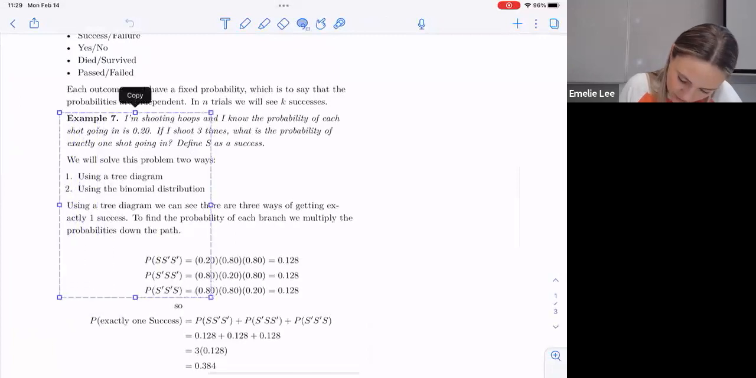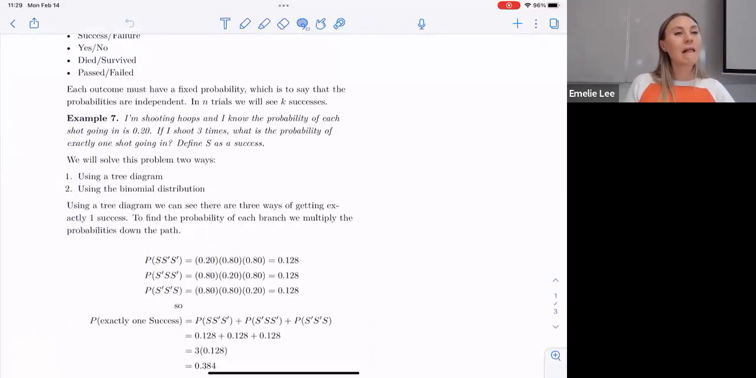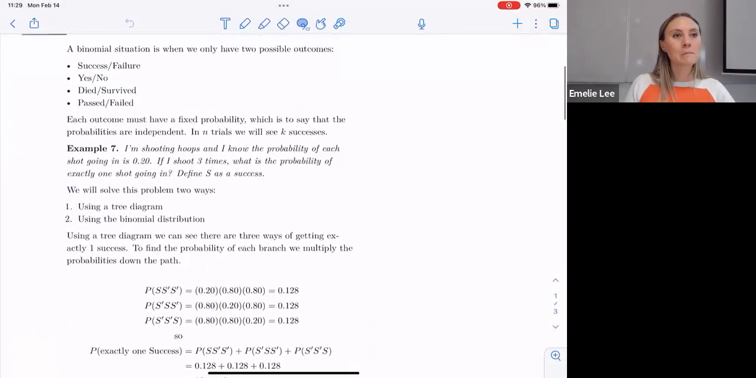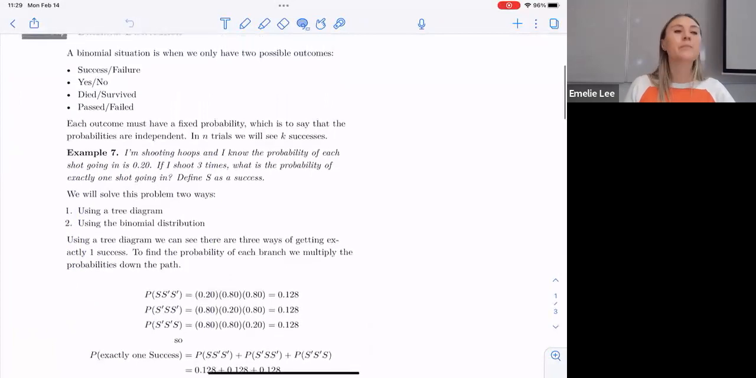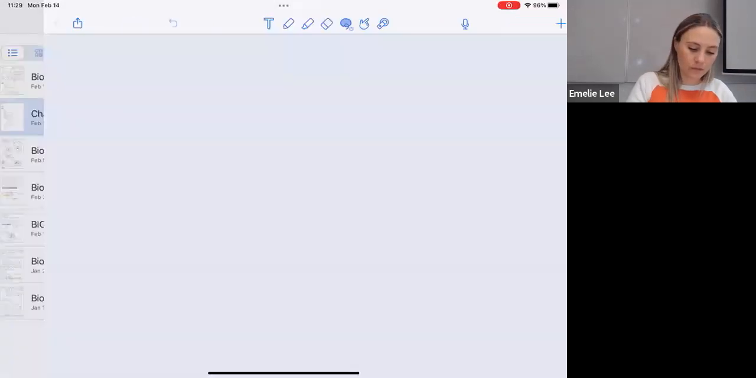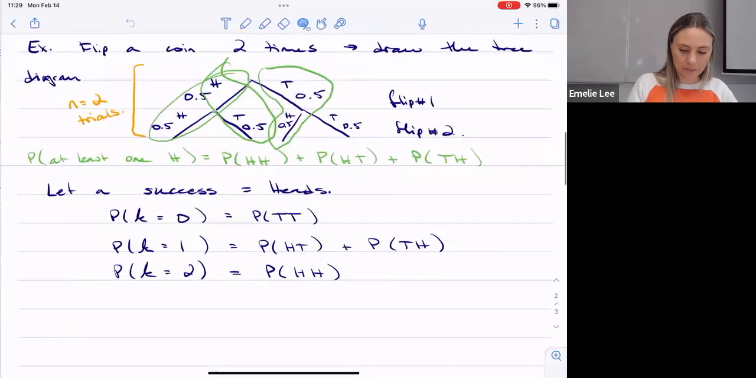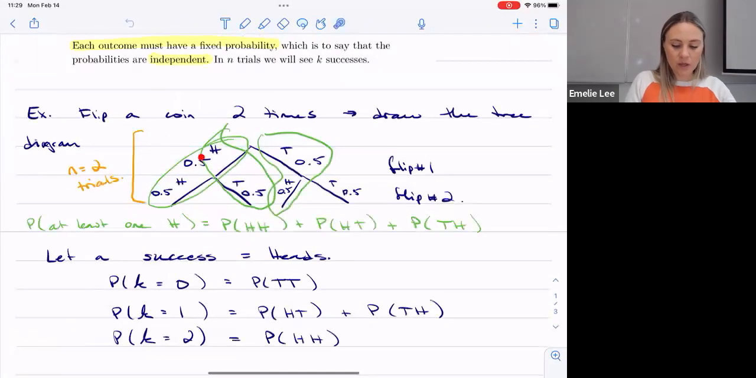So the binomial has exactly 2 branches. That's right. But the number of trials can be... That's right. So there's only 2 outcomes for each trial, but you can have as many trials as you want, but there's only 2 possible outcomes in each trial.